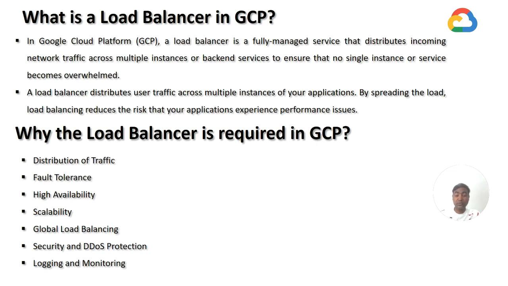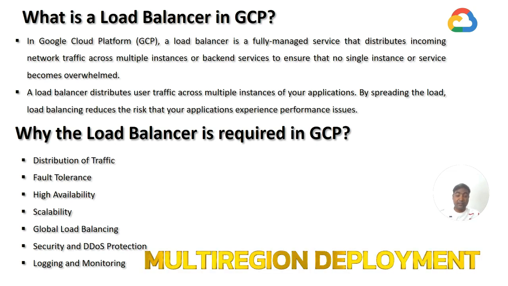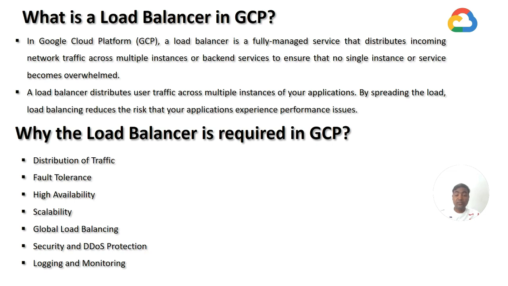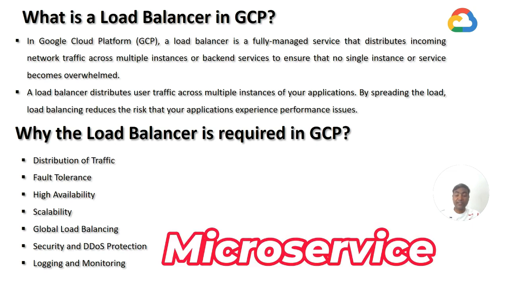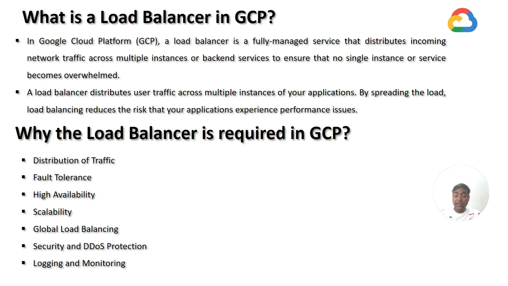For one example, guys, a web application receiving high traffic during peak hours can utilize a load balancer to ensure responsiveness and prevent server overload. A multi-region deployment can use a global load balancer to distribute traffic based on user location, minimizing latency and improving user experience. A microservices architecture can employ an internal load balancer for efficient communication between different components within the VPC network.